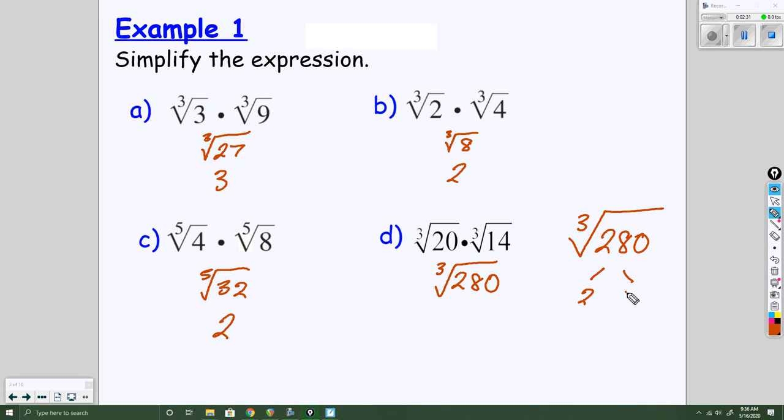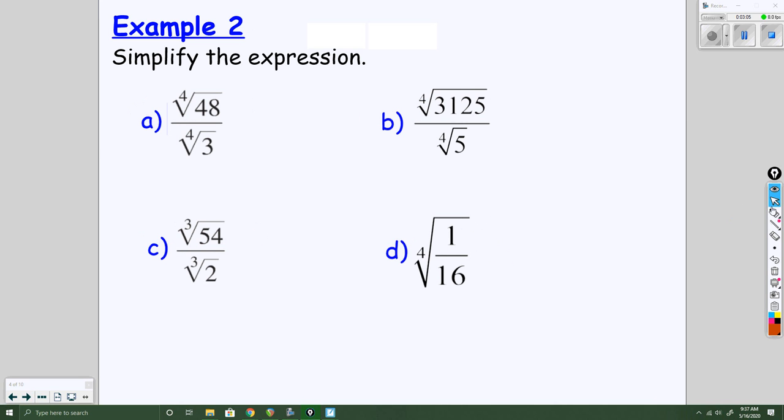All right, so 280 is just 2 times 140. 140 is just 2 times 70. 70, 2 times 35. And I like to cross them out as we go. So this is what we have left over. And remember, we're taking the cubed root, so we're looking for 3 of the same number. We've got that in our 2's, so 2 comes out, and then 35 is left inside the radical. So that's 2 times the cubed root of 35. Awesome sauce. So that was the product rule.